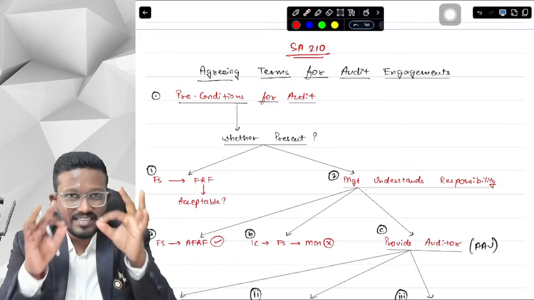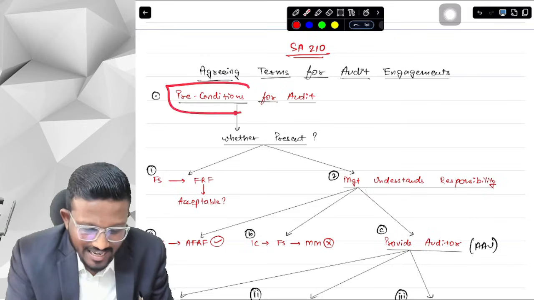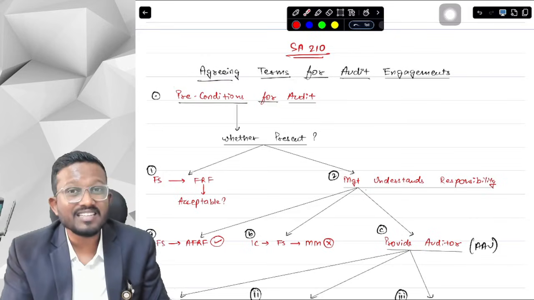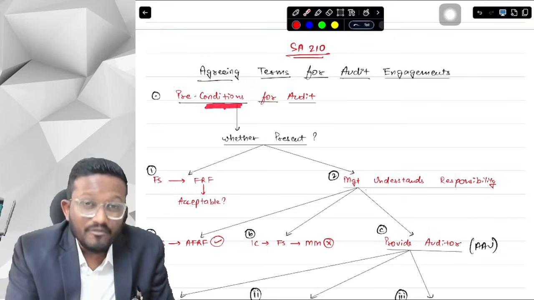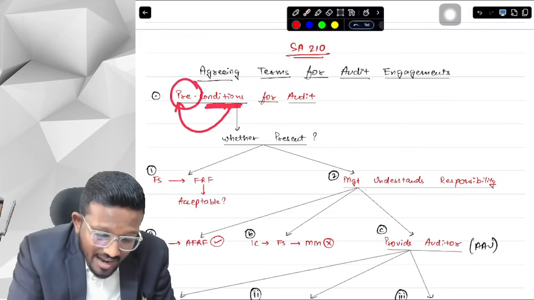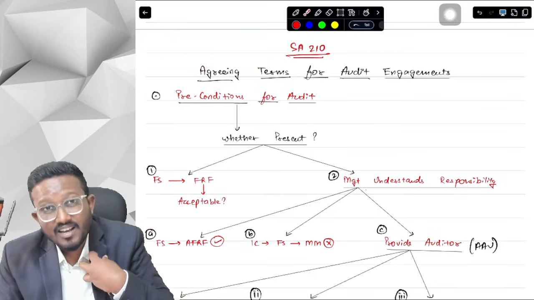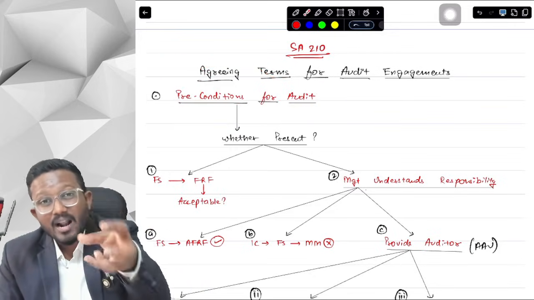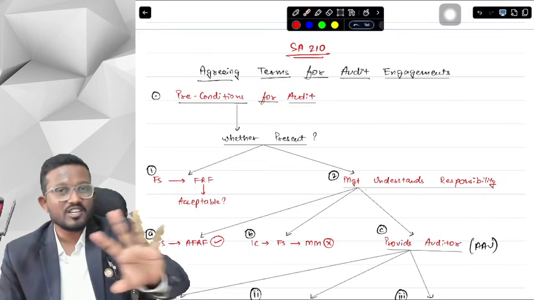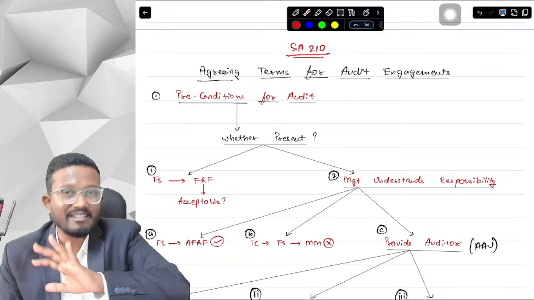There is a word used over here, that is preconditions for audit. As the word suggests, these are the conditions which need to be fulfilled prior to accepting the audit. We will have to check whether these conditions are present prior to accepting the audit. If these conditions are present, then we can accept the audit. Otherwise, we cannot accept the audit.